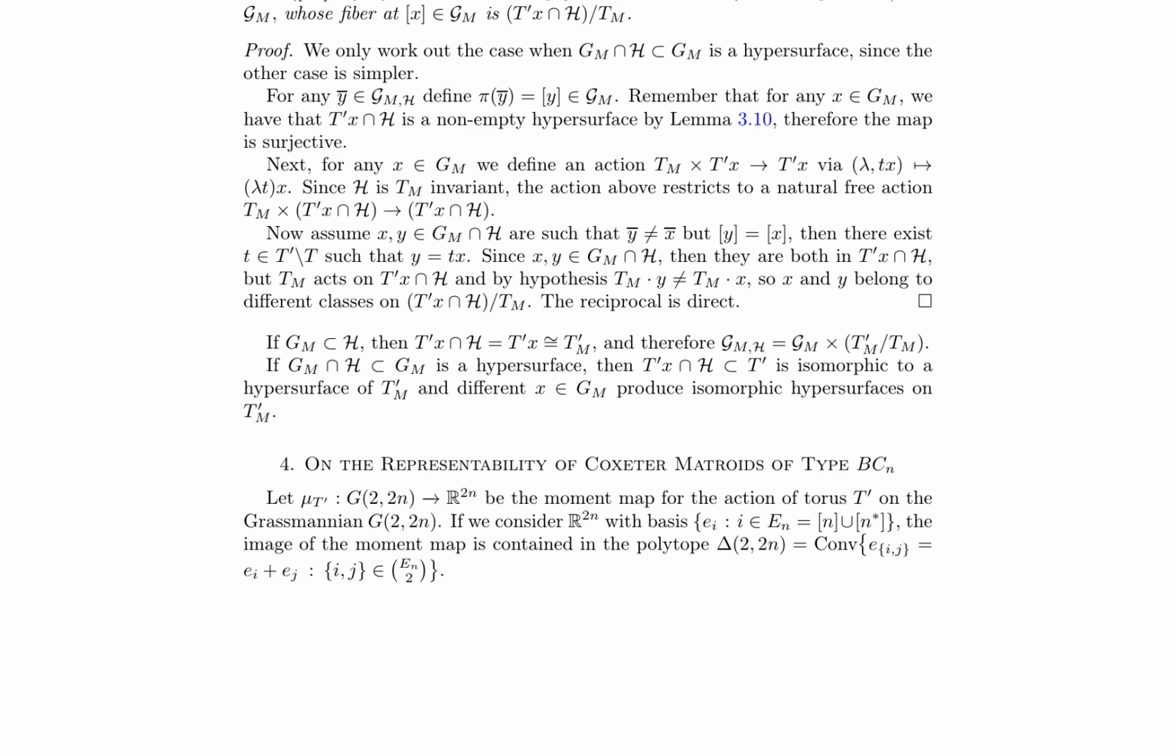Finally, the authors introduce the moment map μ_T: G(2, 2n) → R^{2n}, which is used to study the Coxeter matroids of type BC_N.